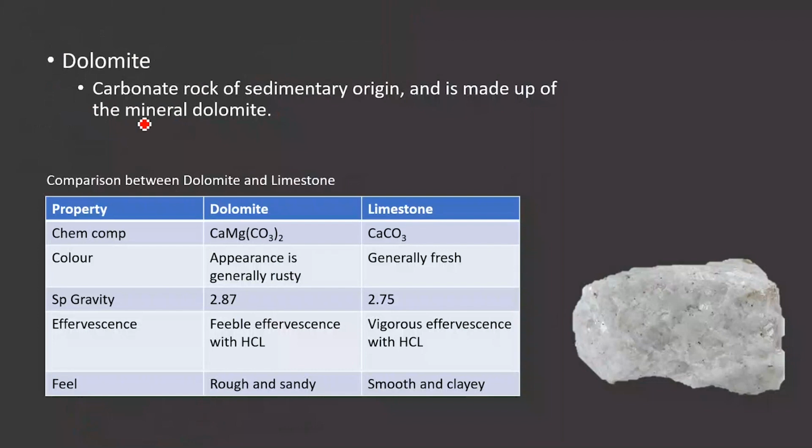Now next is dolomite. Again, it is a carbonate, but it has a chemical composition different from limestone. Limestone is basically CaCO3, and when it has more magnesium in it, we call it dolomite. So there are differences. The density would be slightly different, and there is also the effect of acids.